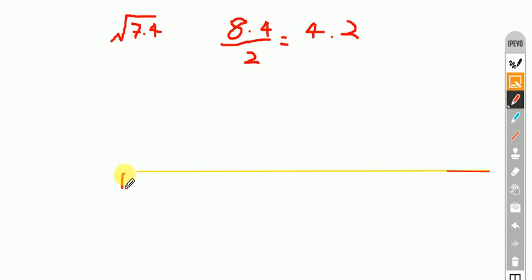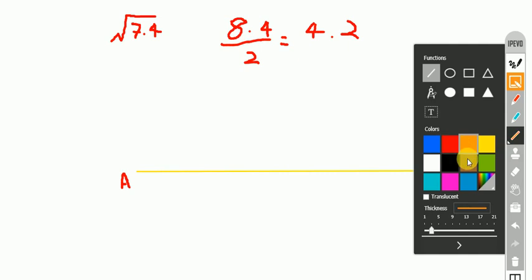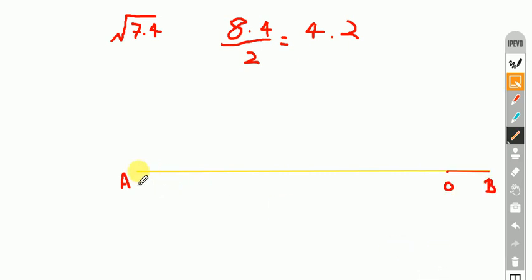Let's say this is point A, this is point B, and this is point C. This is point O actually, not C. This will be point O. Now we will draw another line, and mark a point 4.2 centimeter from A on AB. Again I'll take a line and mark a point 4.2 centimeter from A, which will be the center of this line. I'll call this point C, the center of the line.